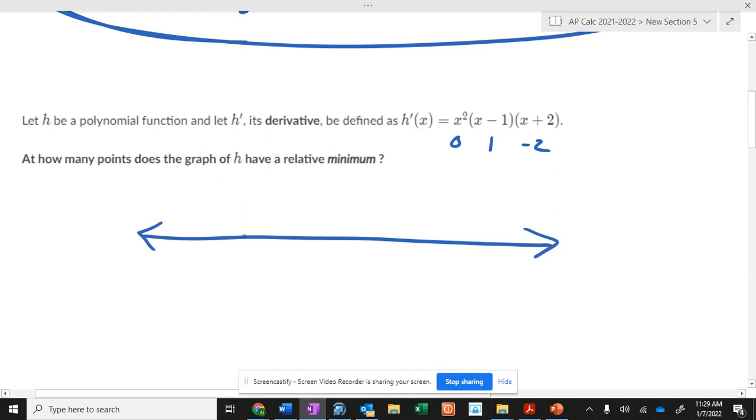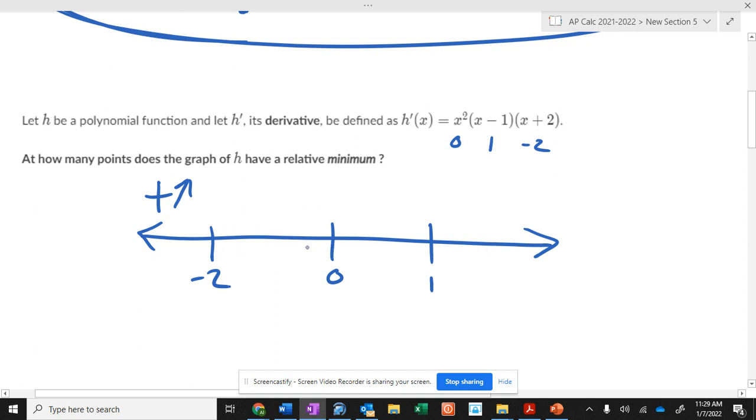So on your number line, you have 0, 1, negative 2 as your points. Now, we have to figure out what's going on on the left side of negative 2. So let's put in like negative 10 to this function. Negative 10 would make 100 here, a negative here, and a negative here. What's a positive times a negative times a negative? Positive. So we're positive, so the graph is shooting up there.